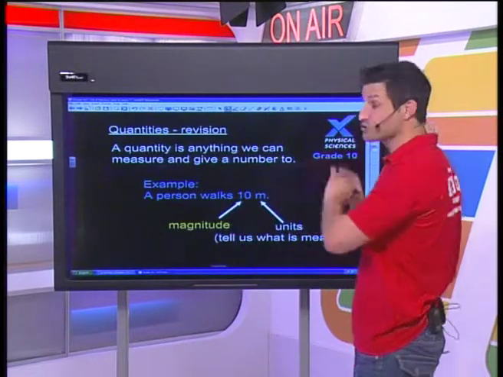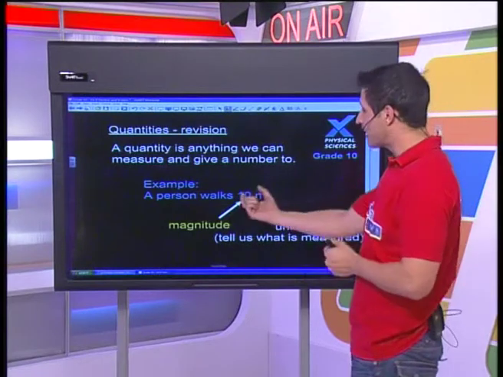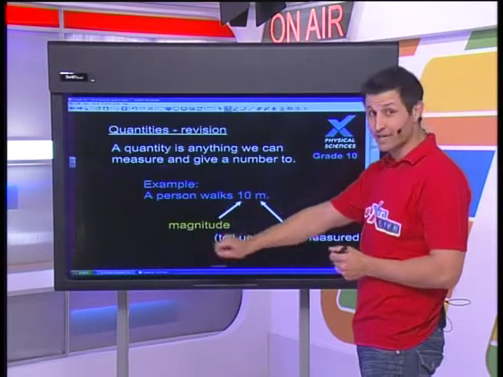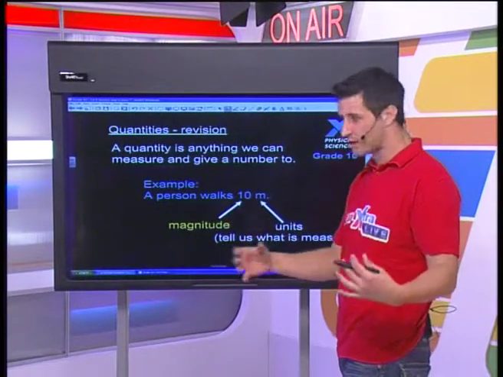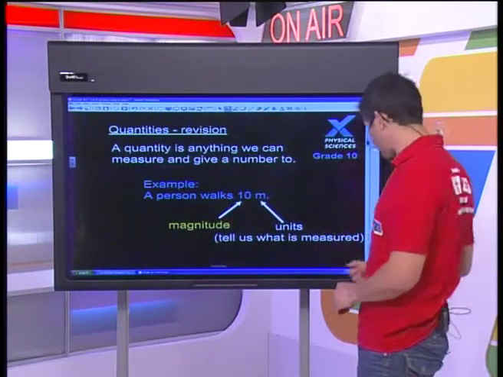Okay, so there we go. So quantities, something I can measure. I've got to have a number which tells me my magnitude. Good word, just write it down, please. It's how much you've got. It's the size of the number. And then my units is what I've got.